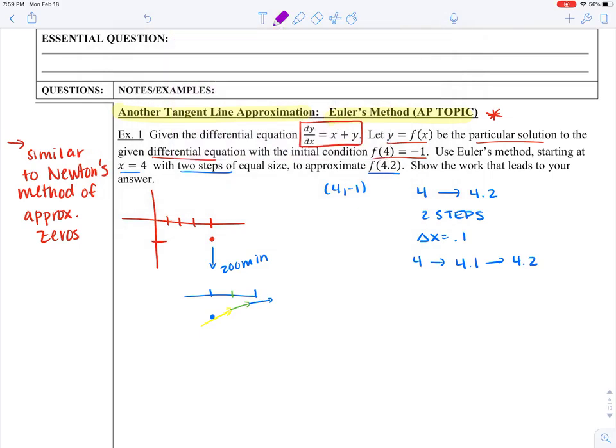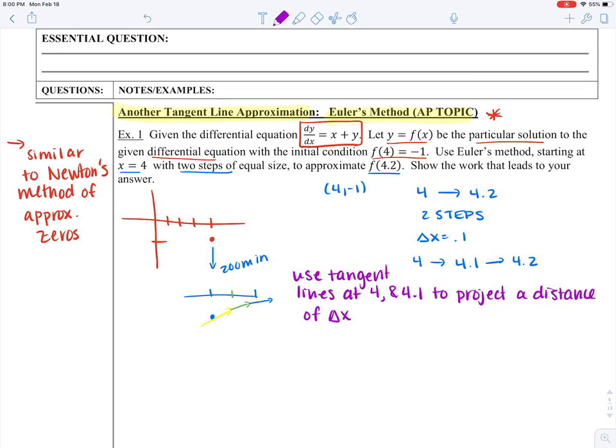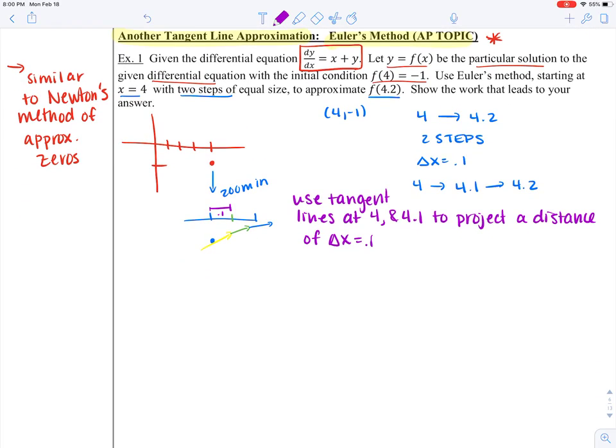What we're going to be doing is using tangent lines at 4 and 4.1 to project a distance of delta x equals 0.1. So this width right here is 0.1, okay? Now I'm going to go ahead and throw the formula at you, and we're not going to go through the big process of deriving this formula, and I'm going to show you a couple of versions.